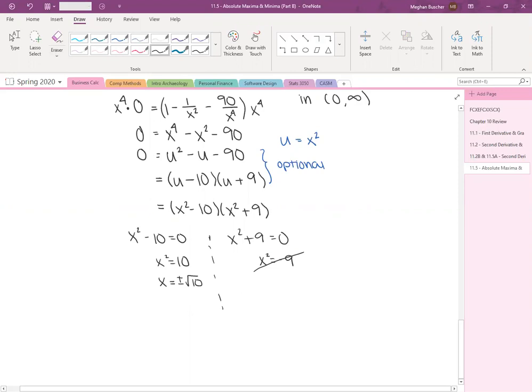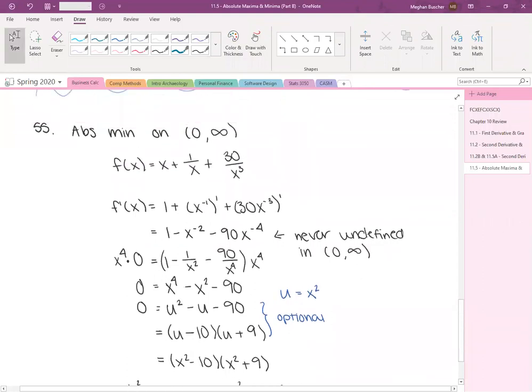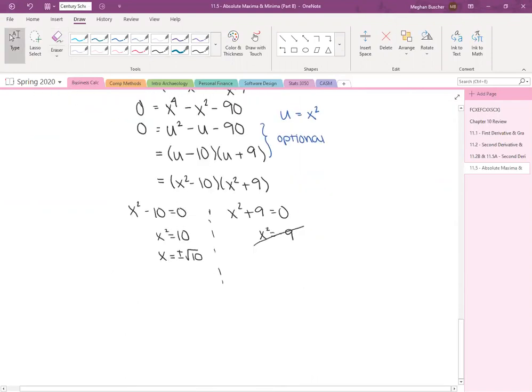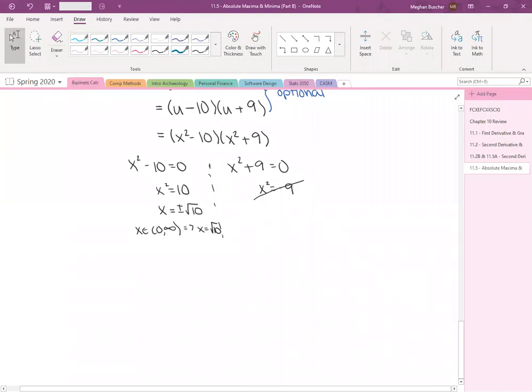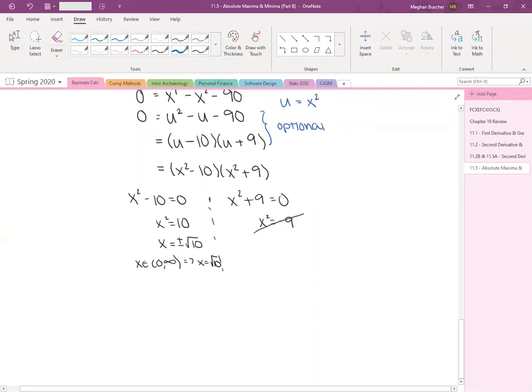And now that we have our critical points, we need to look at our given interval up here. We were told that x is in 0 to infinity, so therefore we're only going to look at the positive square root of 10. Cool. Okay, so now we have our critical point, so we can either use a sign chart or use the second derivative test, but I'm going to use the second derivative test to reiterate how we go about it.